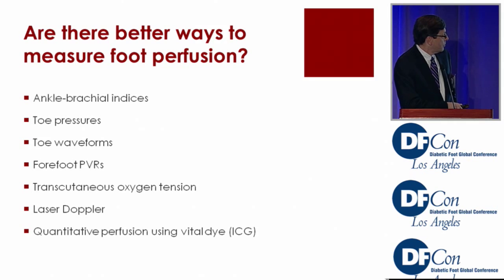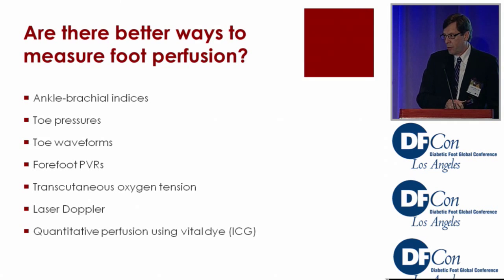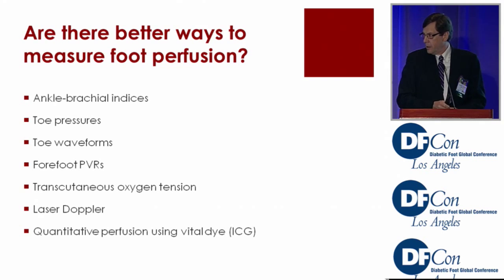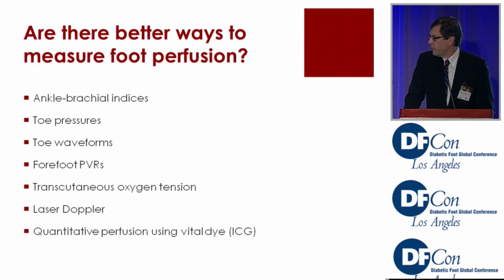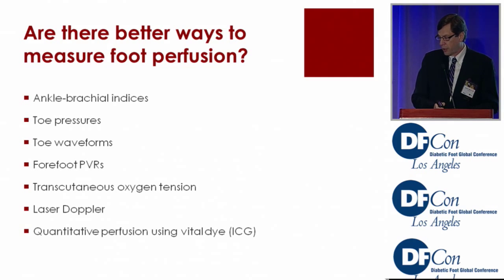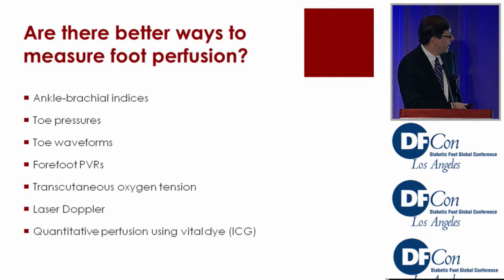And then the toe waveforms take priority. So if you have relatively normal ABIs and all the toe waveforms are flat or poorly pulsatile, that's not very good. We've known for a long time from Chris Rain's work that the PVRs are helpful. So if you have flat forefoot waveforms or flat toe waveforms, that's pretty severe ischemia. On the other hand, if you have pulsatile forefoot waveforms, you can usually get something like a transmetatarsal amputation to heal. So you've got to use these all together in correlation with your clinical judgment.